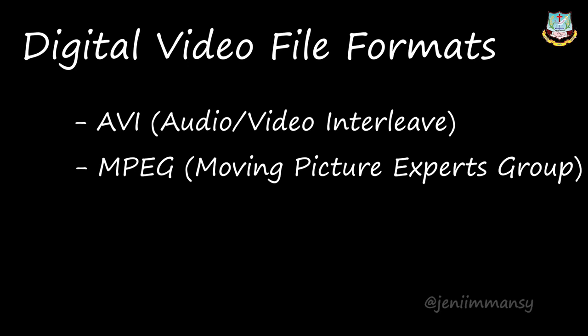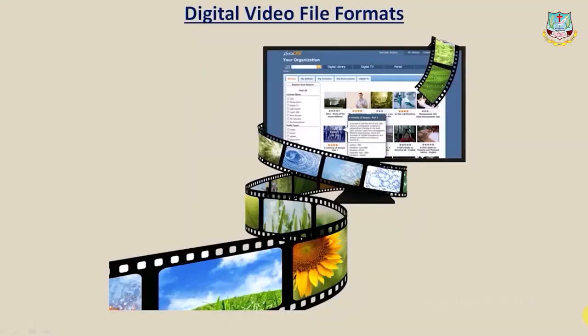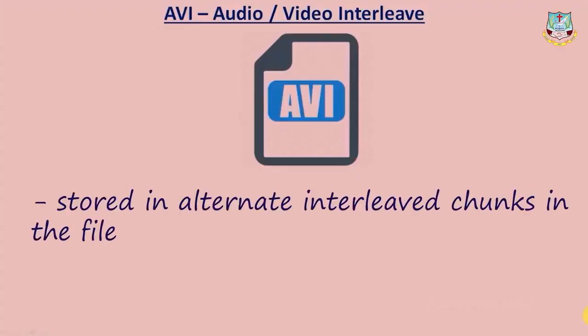AVI is the video file format for Windows. Here the sound and picture elements are stored in alternating interleaved chunks in the file. So the audio and the video are stored together in interleaved chunks. So this is known as AVI, Audio Video Interleave.